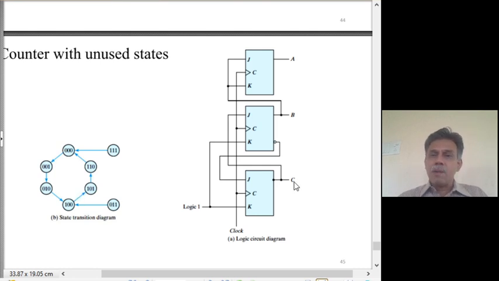So, with this we will stop our discussion on synthesis of sequential circuits or counters using 3 flip-flops A, B, C, D, T and JK. In the next lecture, we will start discussing sequential circuits in a more general manner. We will start looking at it as either a finite state machine with a Mealy or Moore based approach and look at how they can be designed.